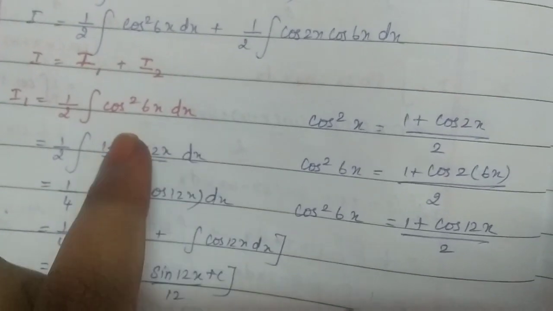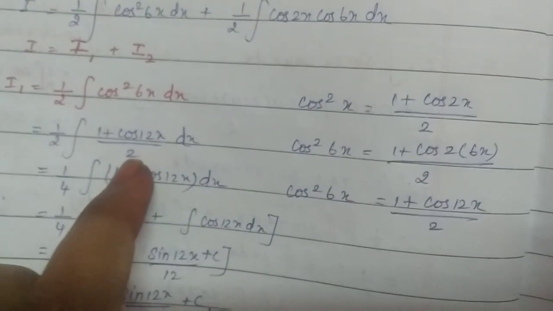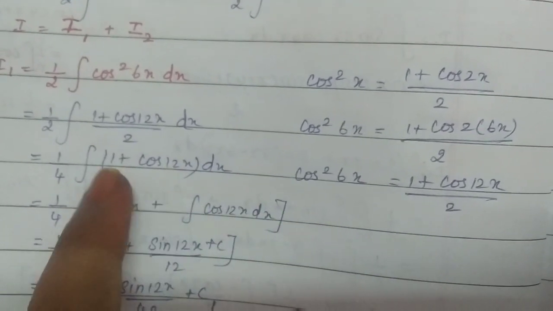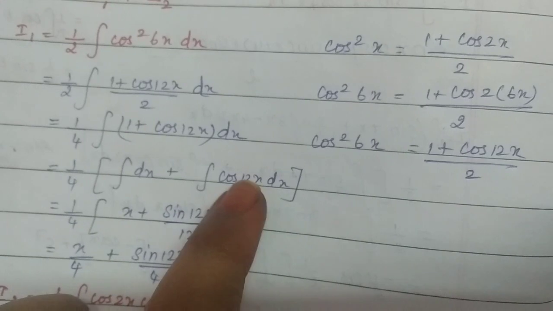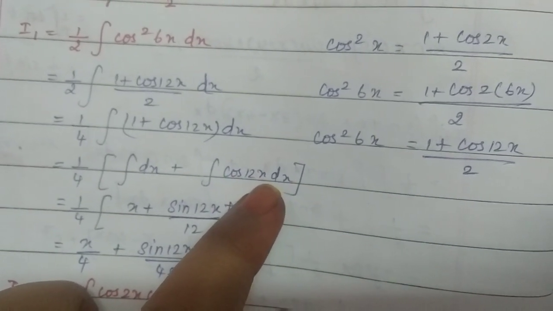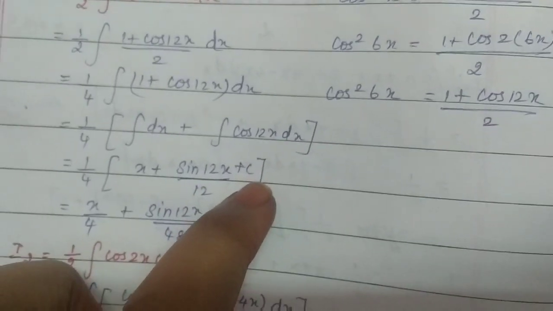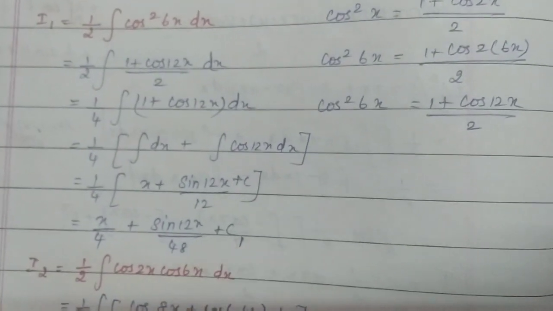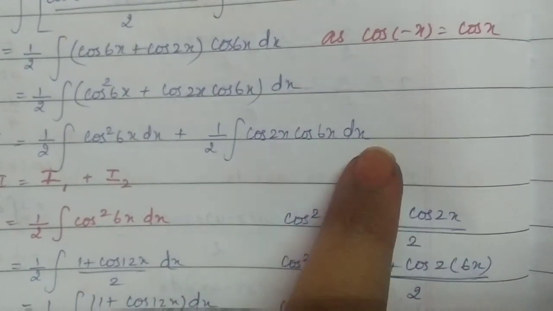This cos squared 6x, as I told already, you need to apply this formula and you will be getting this. Just substitute it here. Here this 2, when you take 2 outside, you will be getting 1 by 4, 1 plus cos 12x dx. Now split it. That is integral of dx plus cos 12x dx. Integral of dx is nothing but x. Here cos 12x, integral of cos x dx is nothing but sin x. Since 12 is the coefficient, you need to divide by 12. After that, multiply this 1 by 4 inside and you will be getting a constant of integration. Since two integrals are there, I have taken one to be c1, another to be c2. The next, integral 2, is nothing but 1 by 2 integral of cos 2x cos 6x dx.